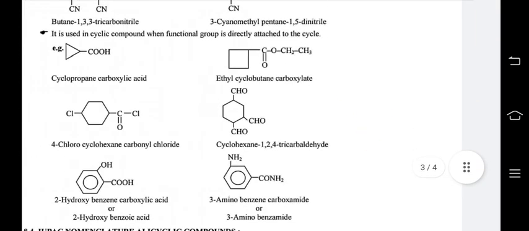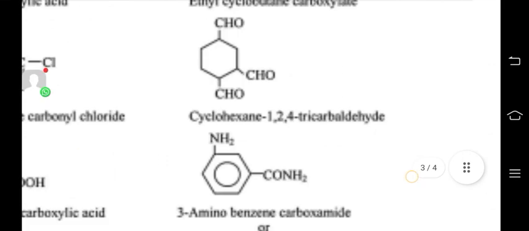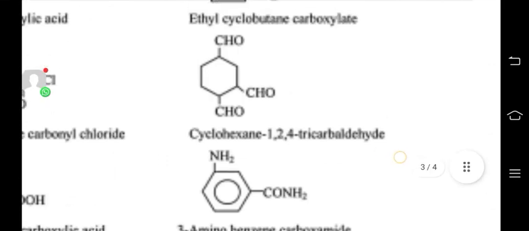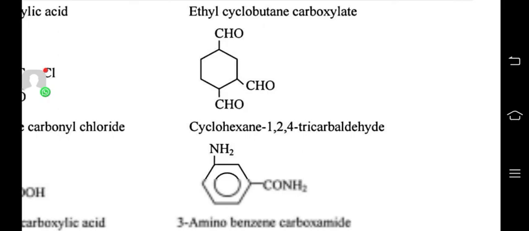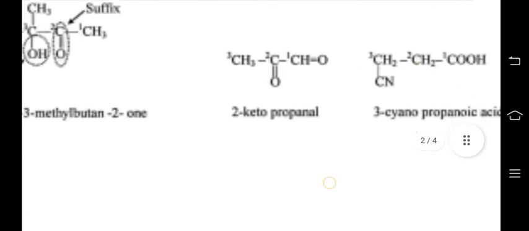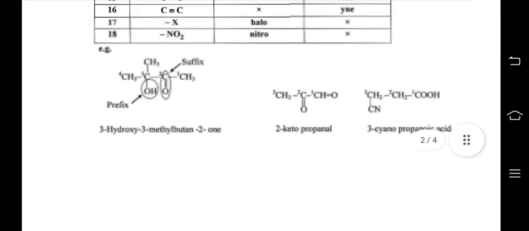If aromatic ring systems are there, at that time 3-aminobenzenecarboxamide is also there attached. So in this way we can give the nomenclature to the organic compounds. Some of the parts are done, the remaining part we will cover in the next lecture.